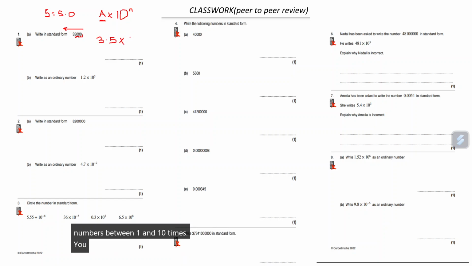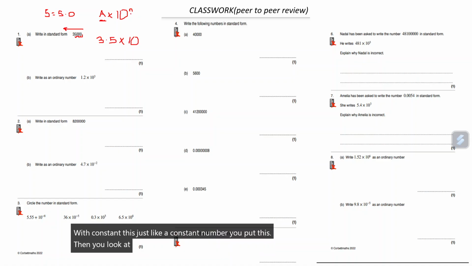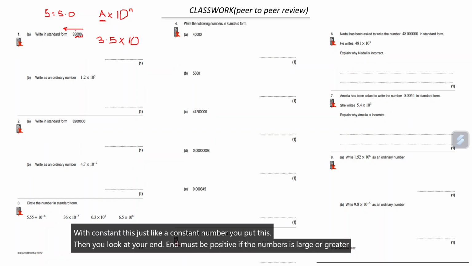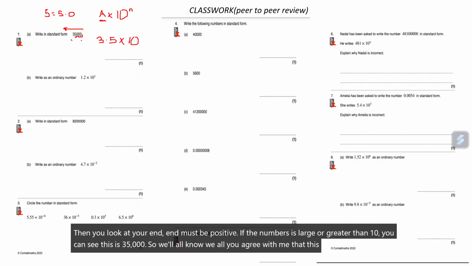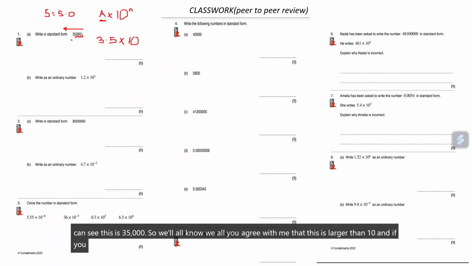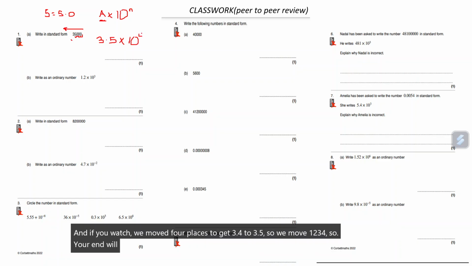You need to write this times 10. It's constant, just like a constant number. Then you look at your n. n must be positive if the number is large or greater than 10. You can see this is 35,000. Do you agree with me that this is larger than 10? And if you watch, we moved 4 places to get 3.5. So we moved 1, 2, 3, 4. So your n will be positive.